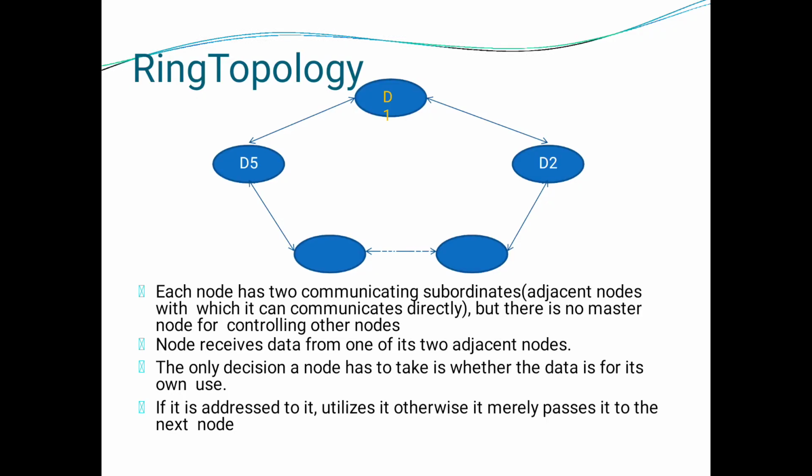Next one is ring topology. From the name itself, we can define that the nodes are connected like a ring structure. Here in this diagram we are having 5 nodes, D1, D2, D3, D4 and D5. All the 5 nodes are connected in a ring fashion.